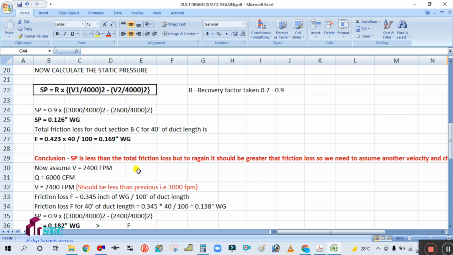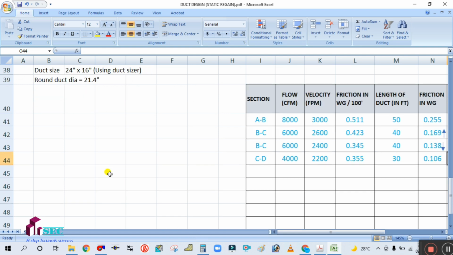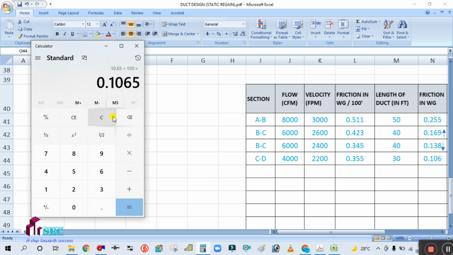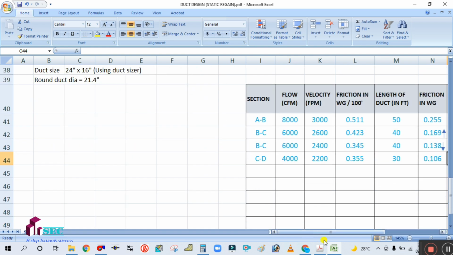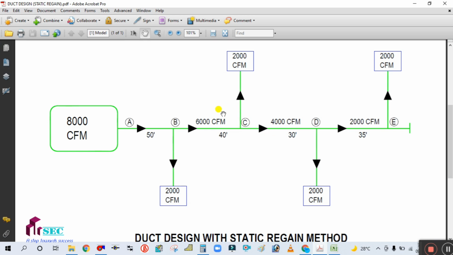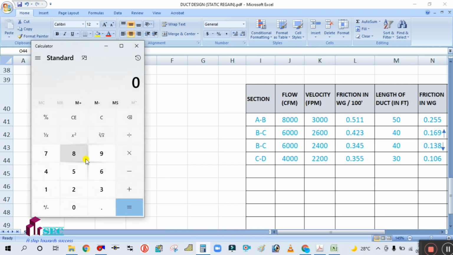So a static pressure, now using this formula, simply calculate this static pressure. So how to calculate? V1. So what will be the V1 here? V1 by 4000 whole square minus V2 by 4000 whole square. So you are here in the duct section C to D. So what will be your V1, the velocity for B to C is the V1. So what was the velocity for B to C? You can see here 2400.